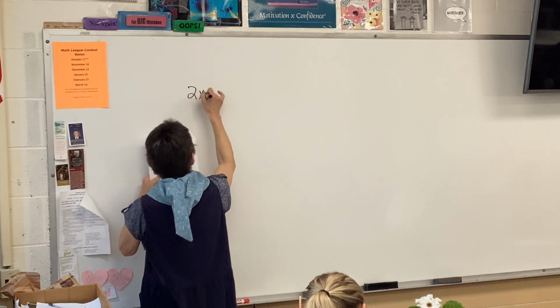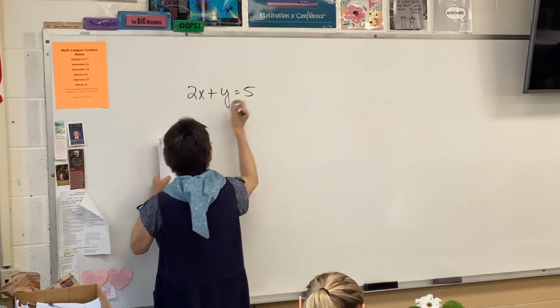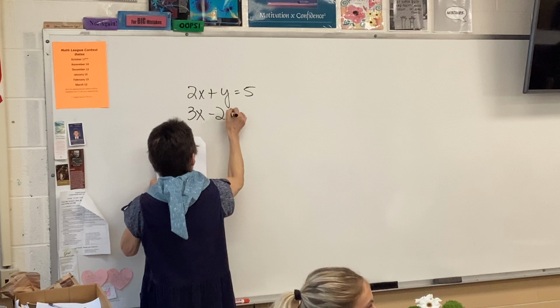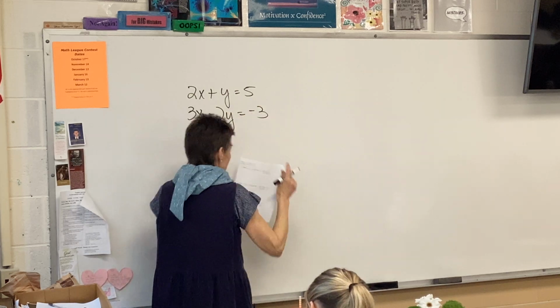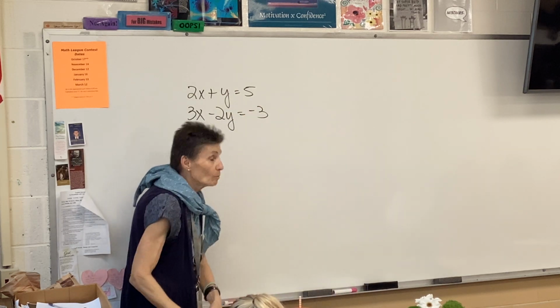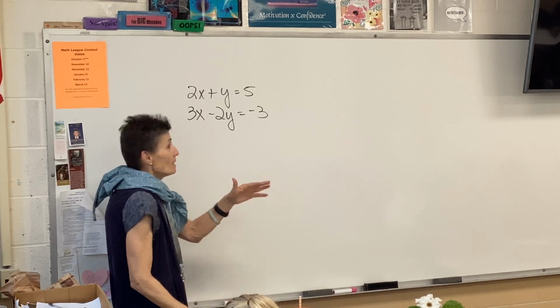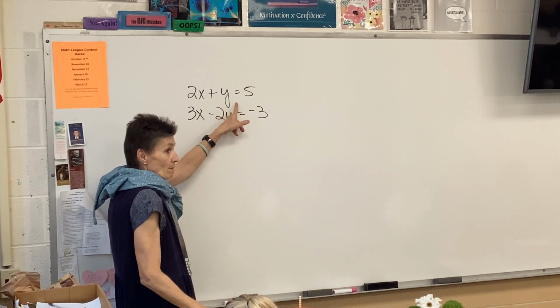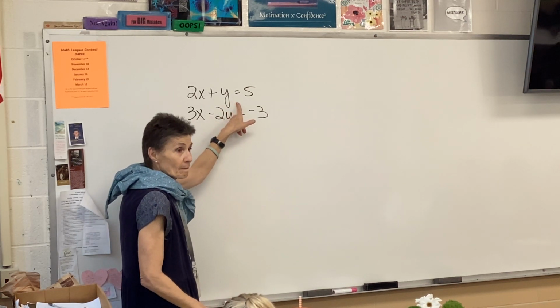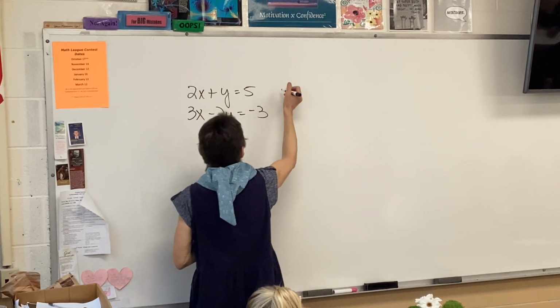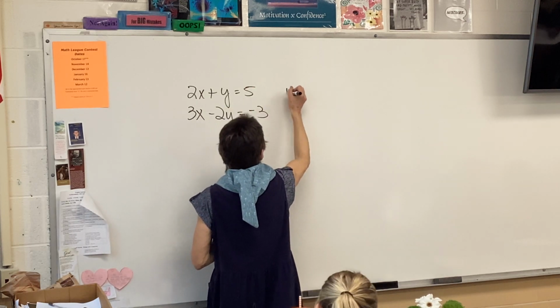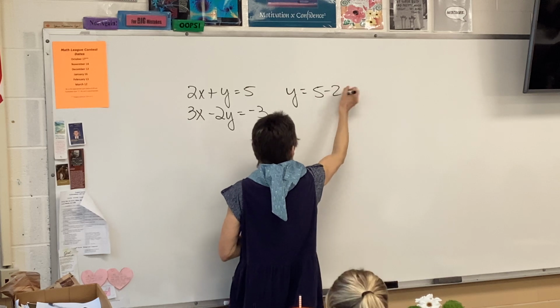Solve using substitution. So, what is our strategy? One more time. How do we do substitution? Get something by itself, right? Sure. And in this case, y would be a good choice. So we'll get y by itself. So I'm going to move the 2x over. So y equals 5 minus 2x.